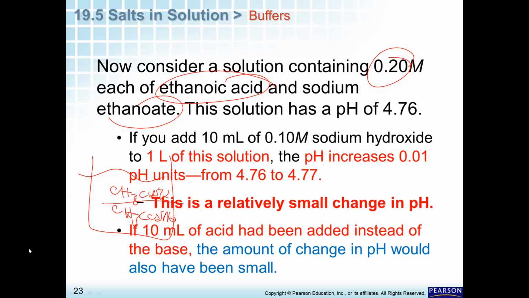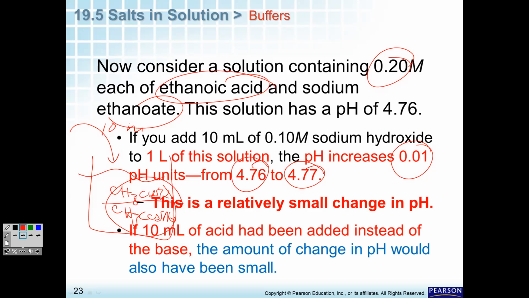This solution, this mixture, exists now. We will do the same experiment, adding 10 milliliters of the same sodium hydroxide, and we notice that the pH increases only 0.01 points. It did not change much. This is a very, very small change, from 4.67 to 4.77. Because it's a buffer. That's what we're coming to. Oh, okay. So if we have pure water, there's nothing in there, and we add a certain amount of a base, it's natural for the pH to jump.